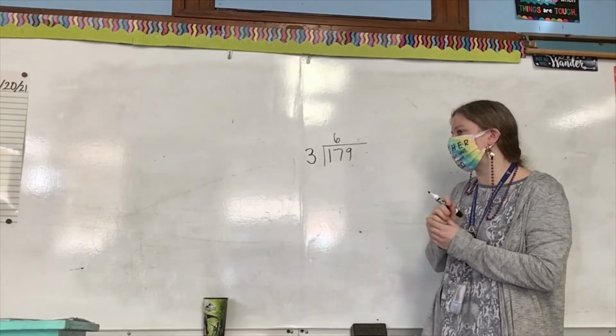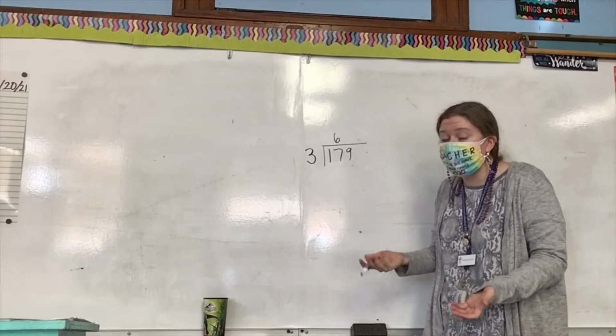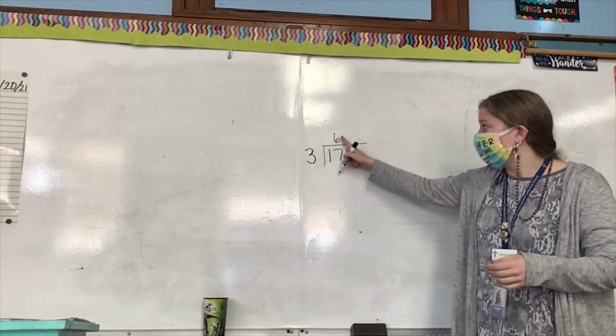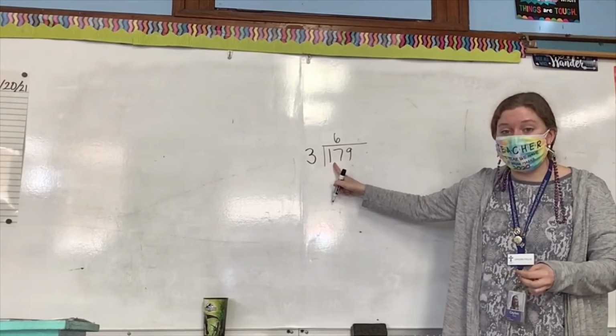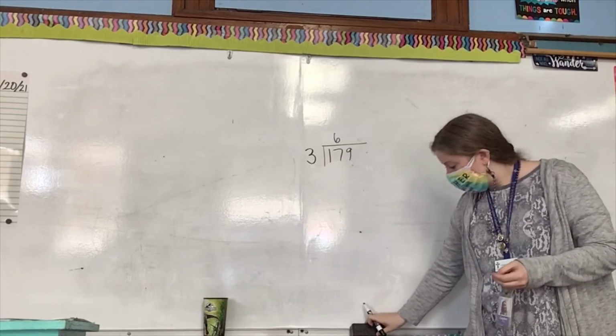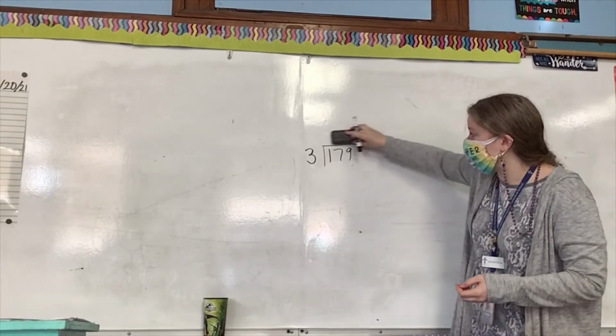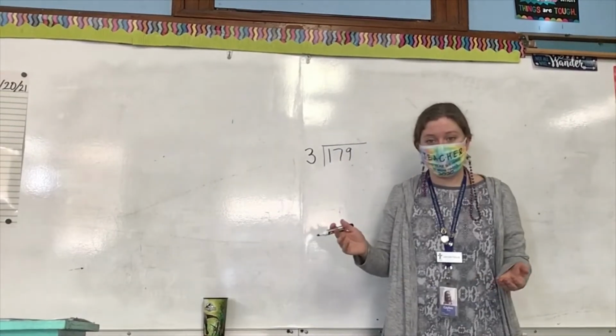Does 3 go into 17 6 times, Aaron? No, it's too big. Remember, Carla, the answer to that multiplication problem cannot be greater than what you're dividing. So 3 can't go into 17 6 times. I would have too much.